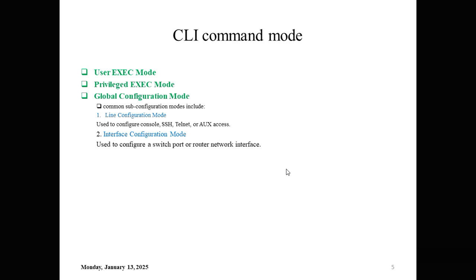The CLI command modes, you have three. One is the user exec mode, the privilege exec mode, and the global configuration mode. Under the global configuration mode, you can have the line configuration mode, whereby you configure SSH, Telnet, and auxiliary access. Then you can also have the interface configuration mode, used to configure a switch port or router network interface.